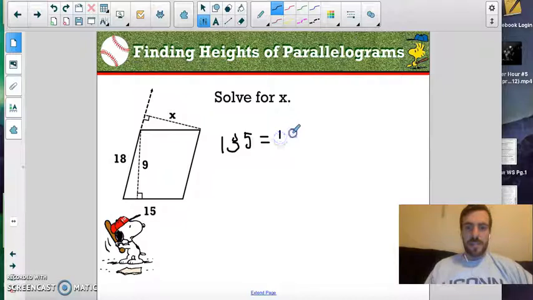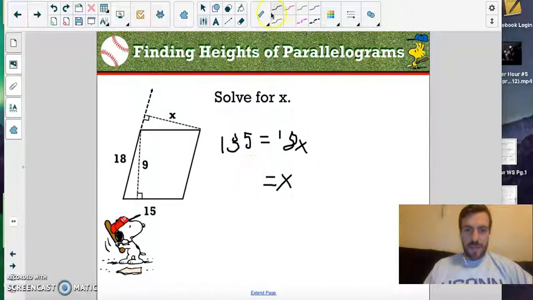That's going to equal 18x. Why can I say it's equal to 18x? Because both ways are the same way of finding the area. So whatever the area is for finding it this way, it'll be the same for this way. So now you just divide by 18. And that will give you 7.5.